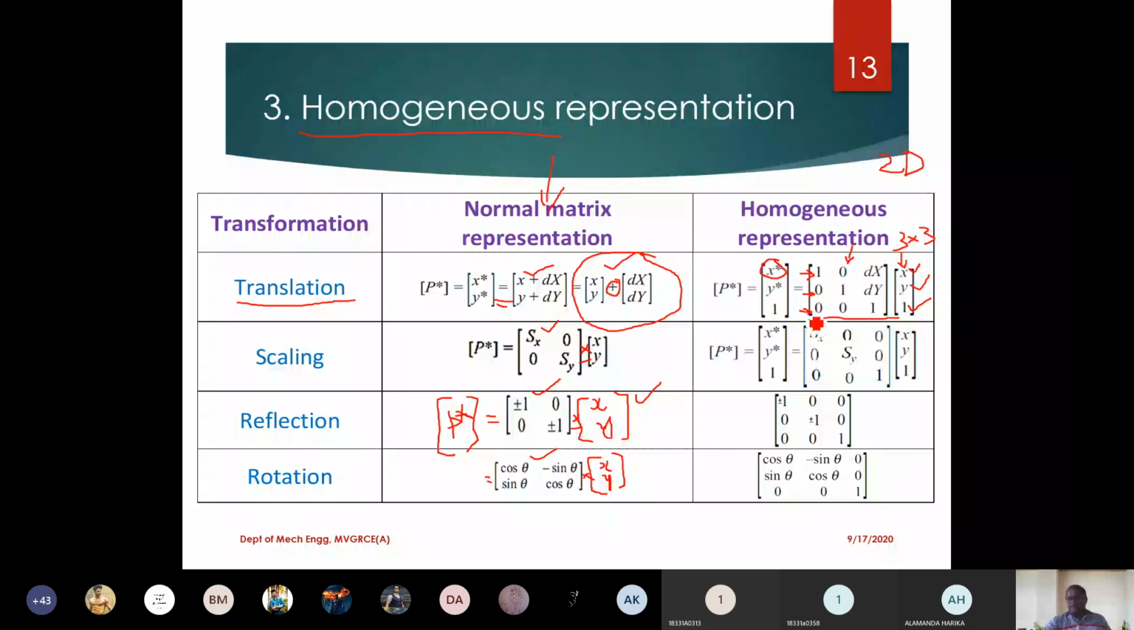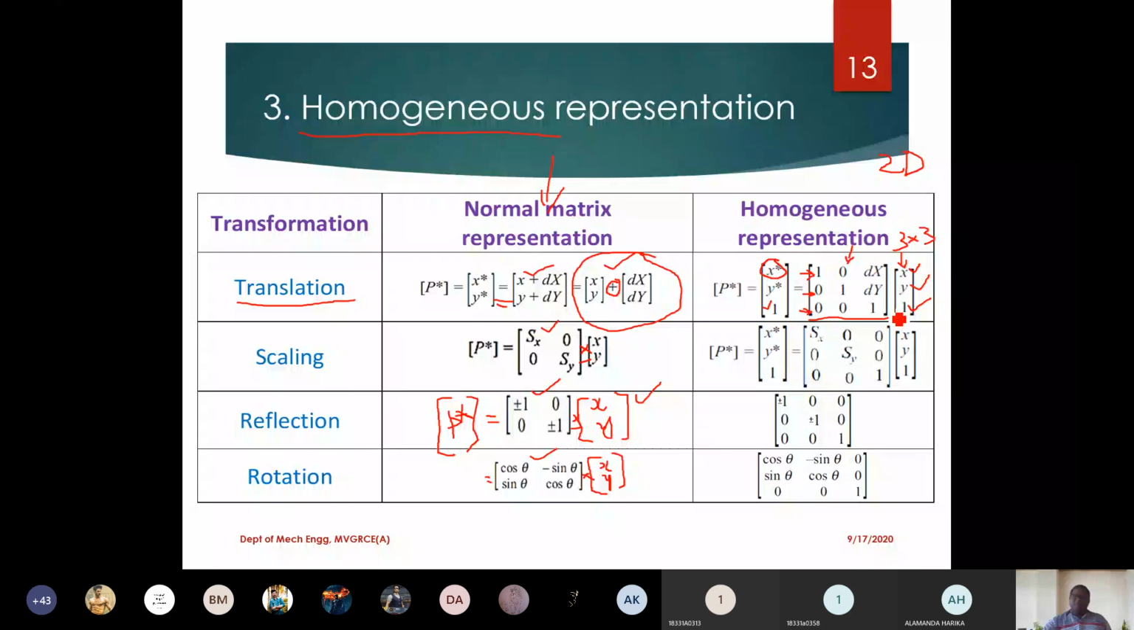0 x. Okay. Here also 1 only. So 0 x, 0 y, 1 into 1. So 1 is equal to 1. So it doesn't influence our actual coordinates. So no need to worry at all. The third row is only for the sake of homogeneous representation, we are trying to make use of these constants. Nothing more than that. Okay.